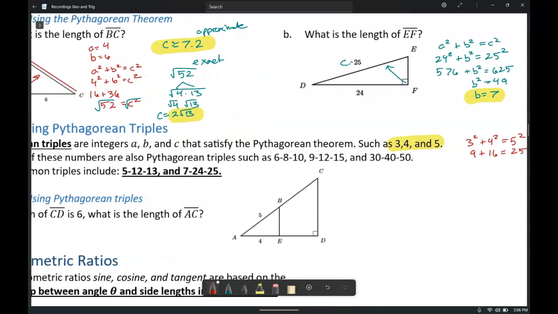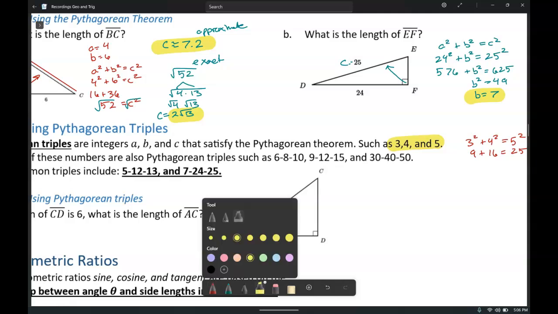So if I take a 3, 4, 5 triangle, and I double all the side lengths, I get a 6, 8, 10 triangle. Or if I triple all the side lengths, I have 9, 12, 15. If I multiply all the side lengths by 10, I get a 30, 40, 50 right triangle. All of these are Pythagorean triples. They satisfy the Pythagorean theorem.